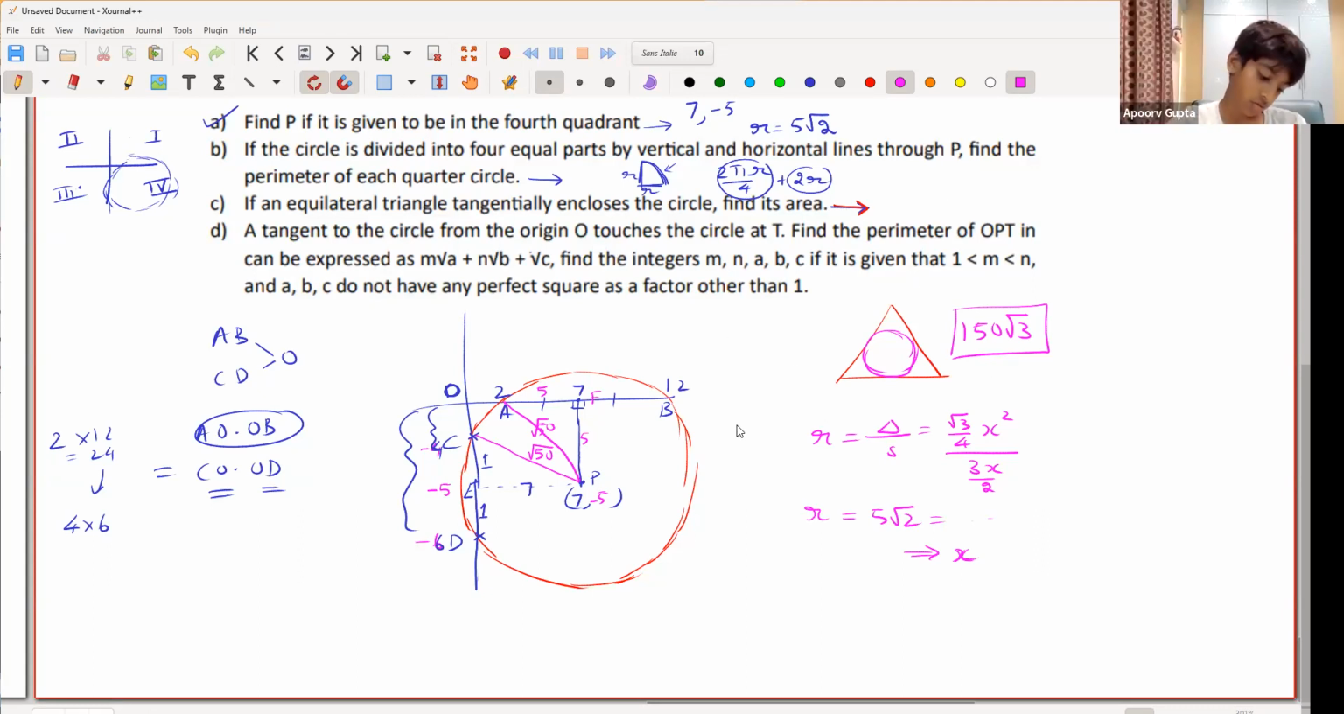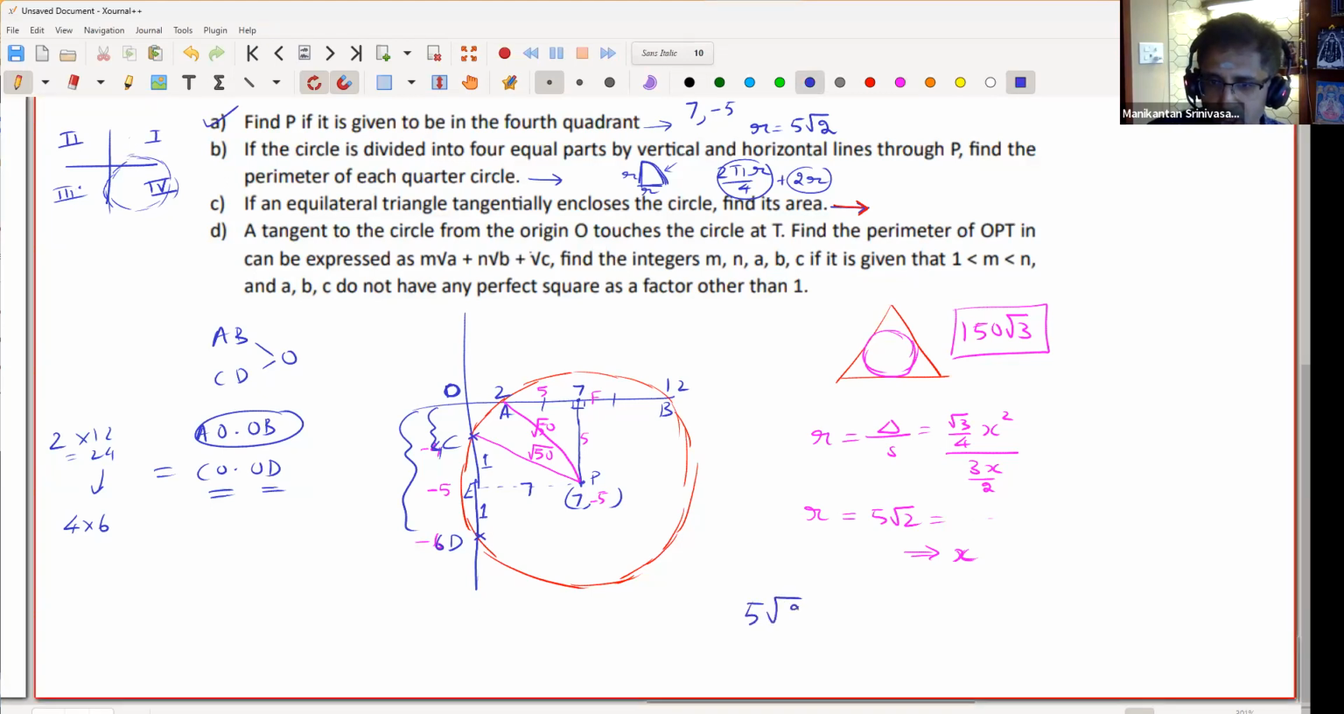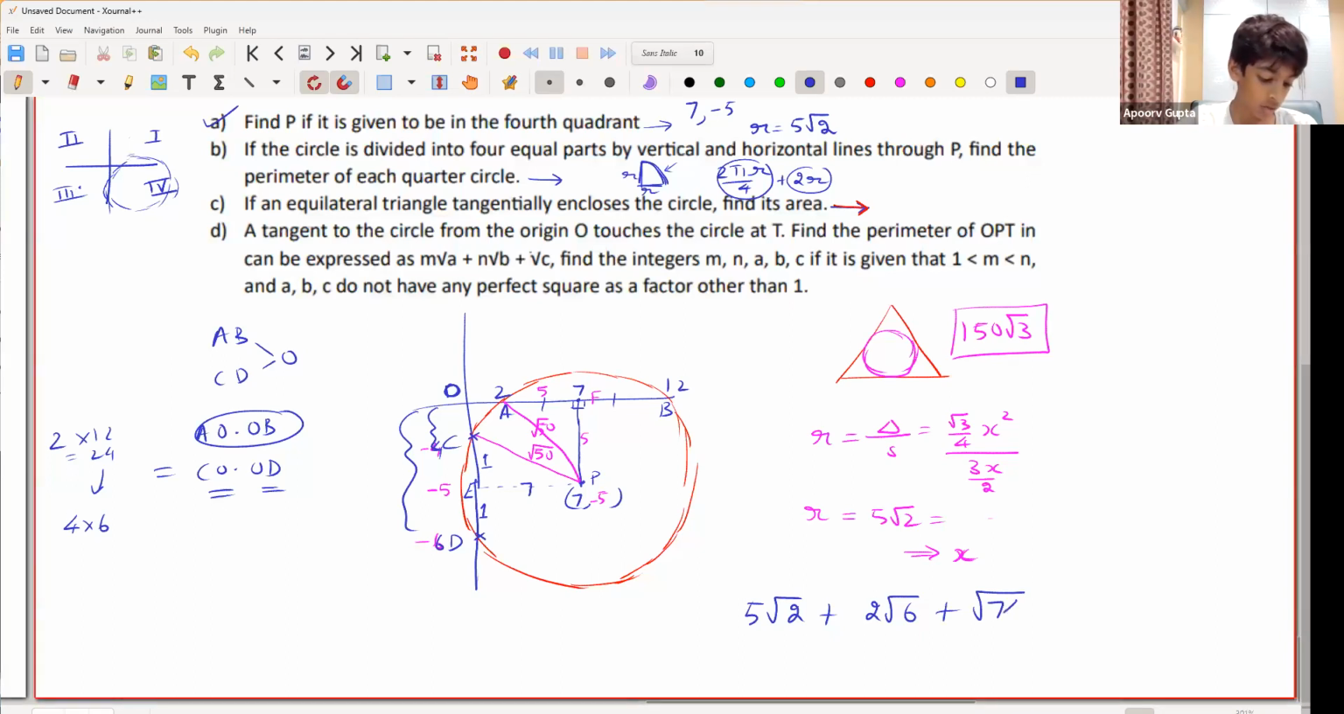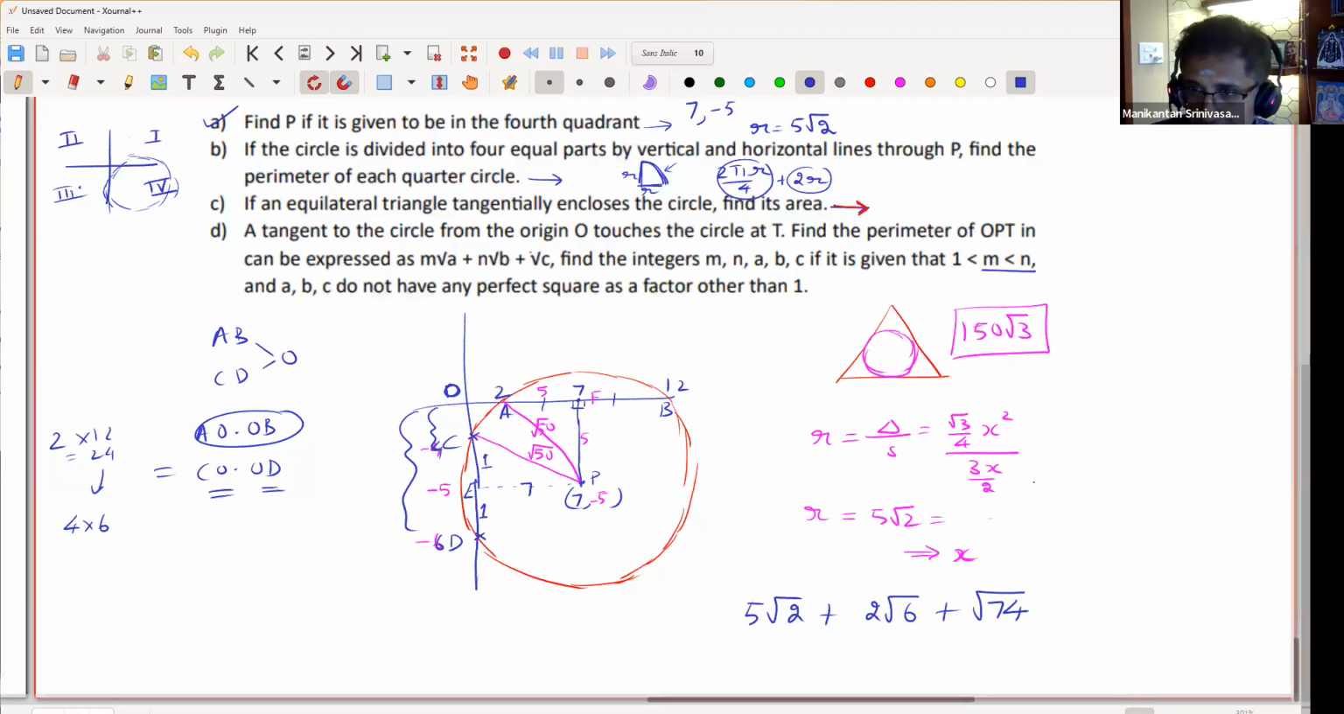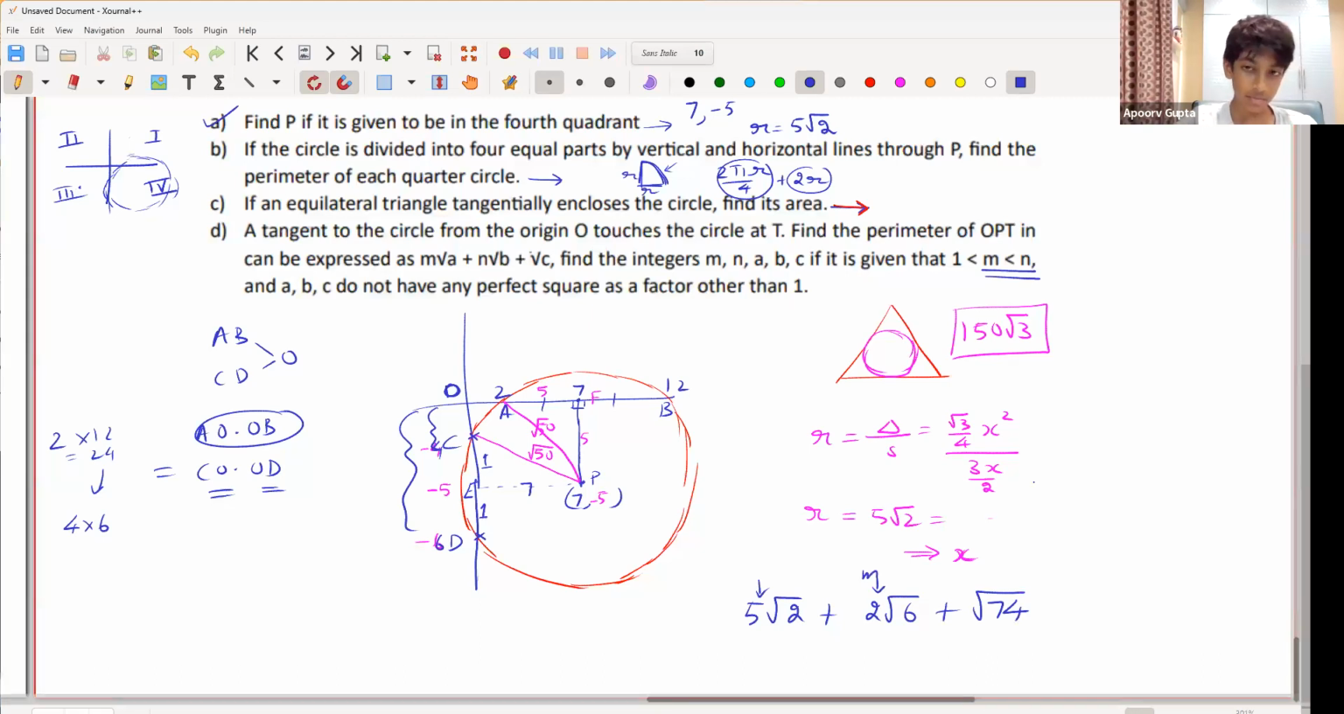So for the perimeter of the triangle, I got 5√2 plus 2√6 plus √74, with m equal to 5, n equal to 2, a equal to 2, b equal to 6, and c equal to 74. One small mistake: m is given to be less than n. So you should say m is 2 and n is 5. Right, yes.